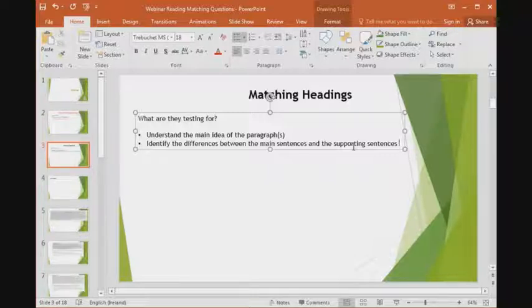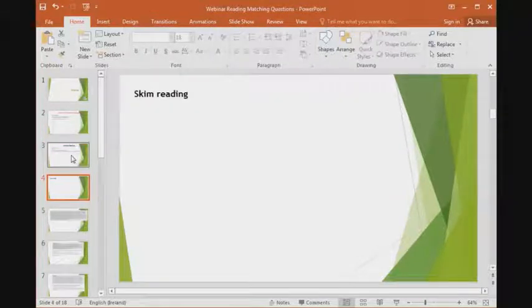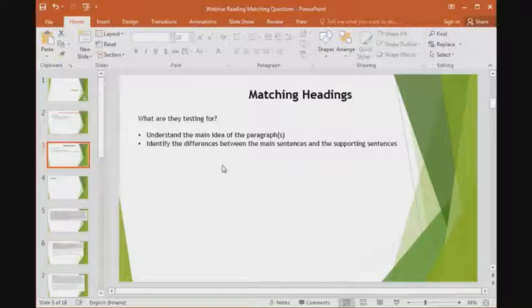So that's essentially what they're testing for: whether you can understand the main idea of the paragraph and identify the main idea from the supporting sentences. Let's have a look. What should you do first in this type of question? Should you read the text first, or should you look at the headings first?